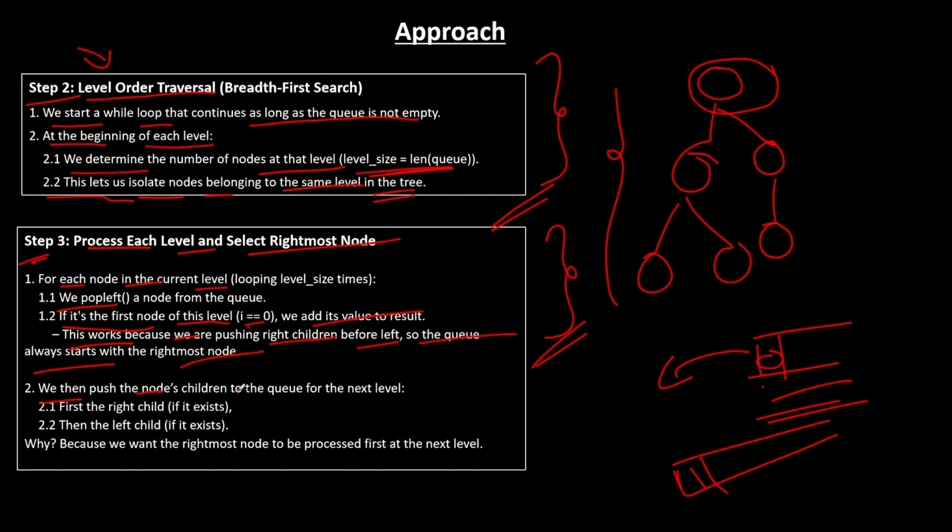Now, when we push the node's children to the queue for the next level, we have to check whether the right child and the left child exist or not. Suppose you're standing on this particular node, if the right child does not exist itself, we cannot directly push the value into the queue, right? It will throw an error. Rather, we check whether this particular node or this particular subtree is present or not. If it is not present, then don't push anything. If it is present, then directly push that particular node into the queue. Because we want the rightmost node to be processed first at the next level.